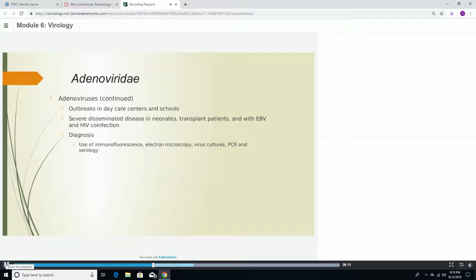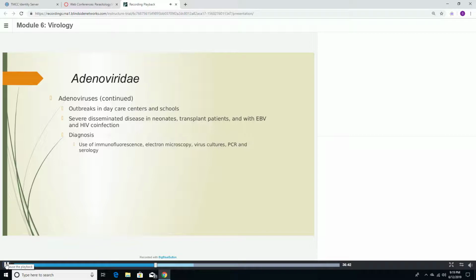Severe disseminated disease can happen in neonates, transplant patients, patients with Epstein-Barr virus, and patients with an HIV co-infection. So basically, somebody with a weakened immune system, such as a transplant patient or an HIV patient, or somebody with an underdeveloped immune system, such as a neonate, can get a severe disseminated disease from adenovirus. For diagnosis, we're going to do immunofluorescence, electron microscopy, cultures, PCR, and serology.